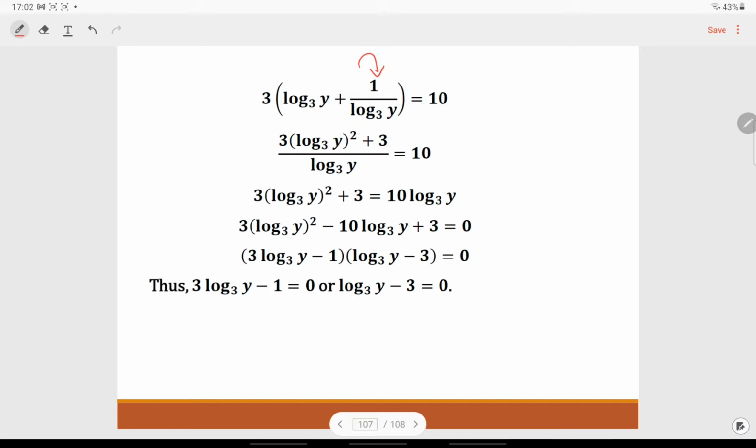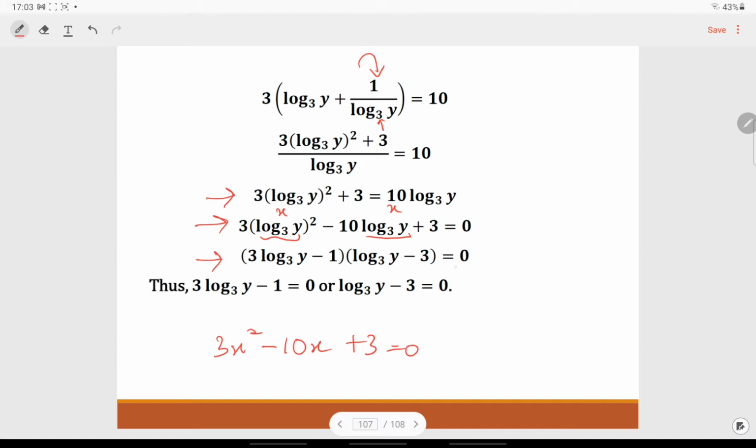So from base y, now it becomes base 3. So it's very easy for us to make it simple by using the logarithmic rule. So we have this equation, which can be further simplified into this equation. To make it clear, you can assume this one as x, this one also as x. So we have basically a quadratic equation: 3x squared minus 10x plus 3 equal to 0, which can be factorized. So we have 3 log y base 3 minus 1 times log y base 3 minus 3.